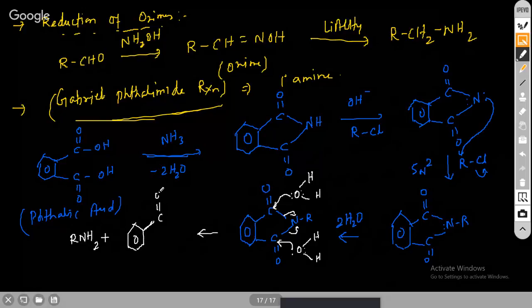C=O OH, C=O OH. This is the amine we have, which is 1 degree amine. This we call Gabriel phthalimide synthesis or reaction. Okay, both are actually the same thing. So this reaction is also useful for the preparation of 1 degree amines.